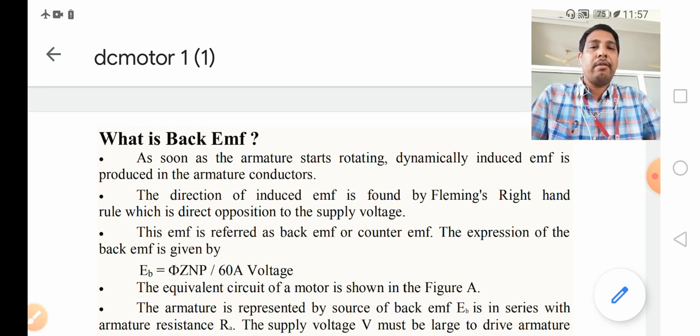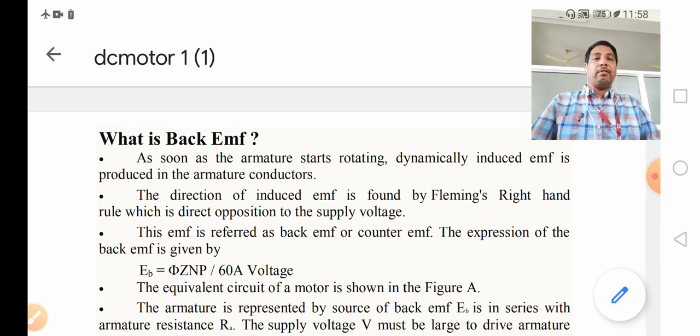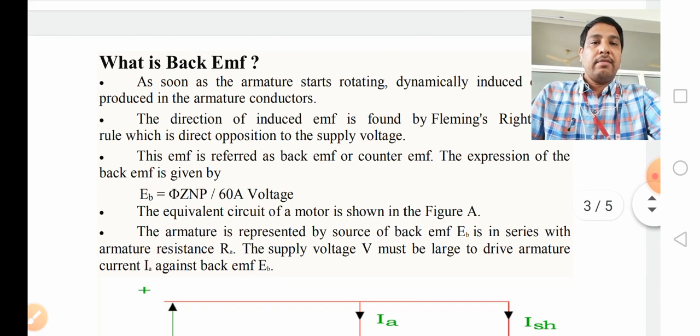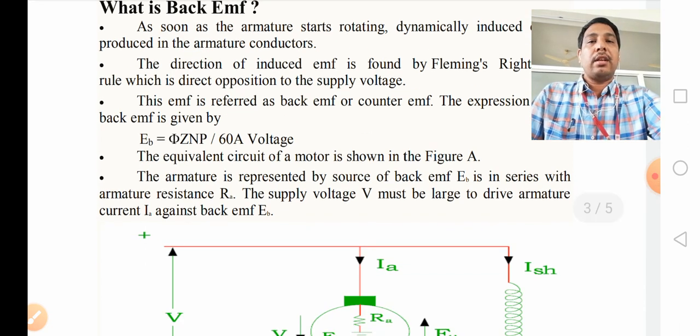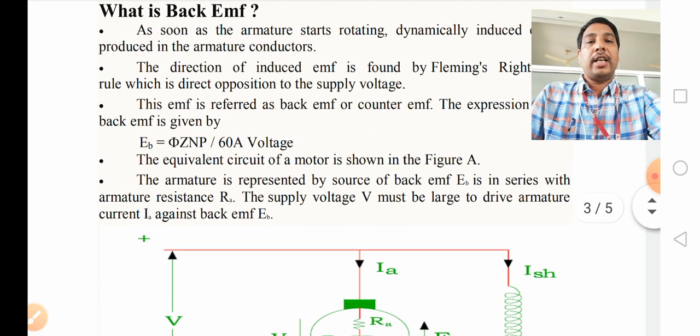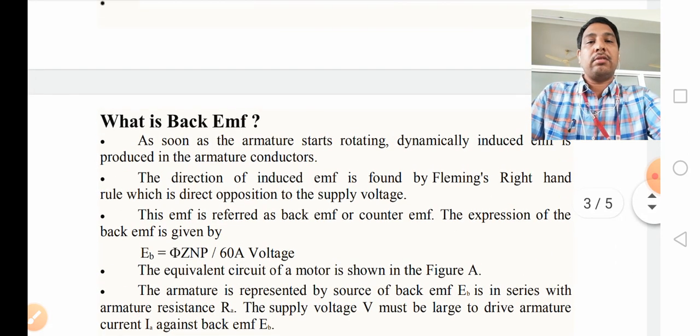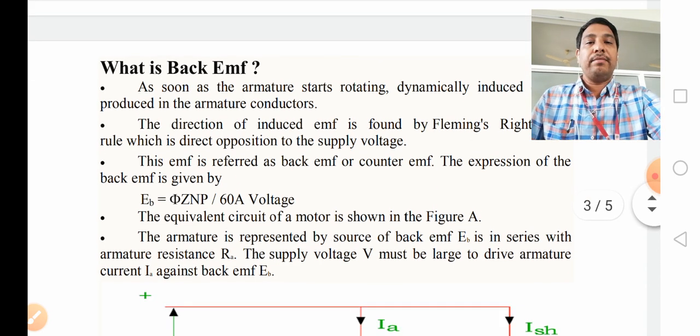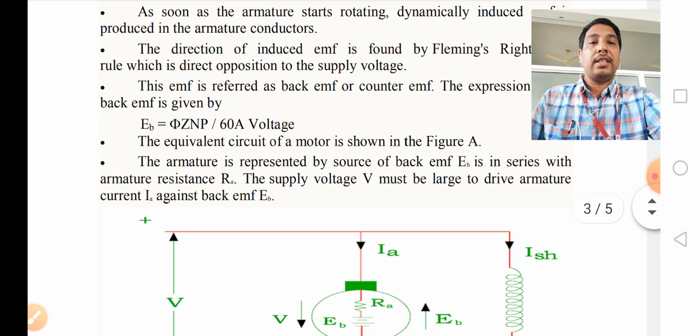So that is what we call back EMF in the case of a motor, and generated EMF in the case of a generator. It is a dynamically induced EMF in the case of a motor. The direction of the induced EMF is found by Fleming's right hand rule, which is in direct opposition to the supply voltage. In the case of a generator we go for the right hand rule, and in the case of a motor the left hand rule. The EMF is referred to as back EMF.